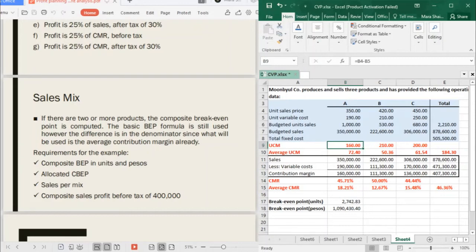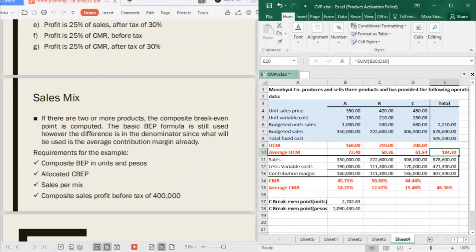So, in order for us to get our break-even point in units, dapat ma-determine usa nato ang ato ang average UCM. So, in getting our break-even point in units naman, it's already our fixed cost divided by our average UCM. Again, it's fixed cost divided by the average UCM. That's how you get the composite. Composite break-even point. Kay, kana na siya. Average na imuhang gamiton. So, how do you get the average? Kaya unsa ni pag-arrive ang 184 na average?